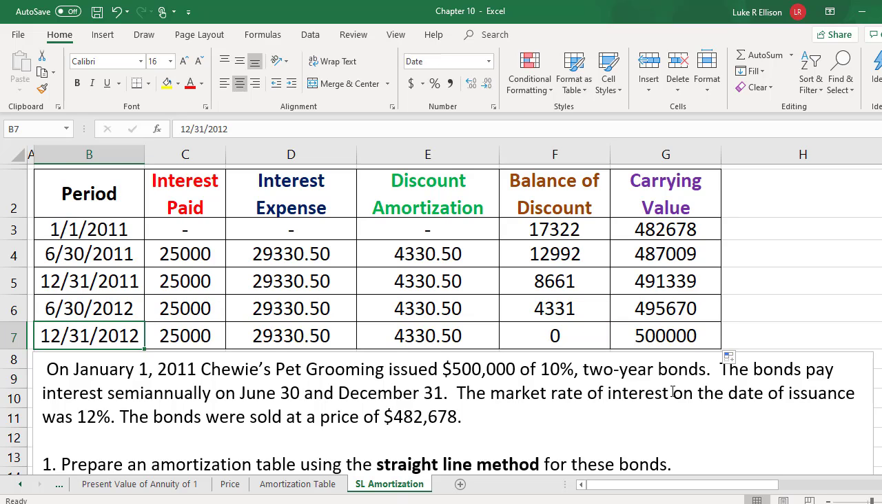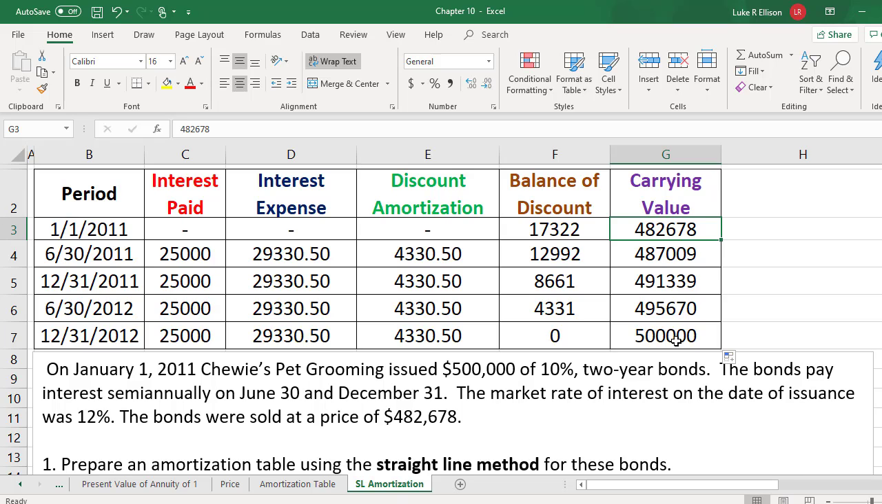Now the carrying value, I always had you calculate that by just taking the previous value and adding the discount. But there's another way you could find that, and that would be by taking the par value of 500,000 and subtracting the balance of the discount. And this one always has to get up to 500,000 at the end of the bond's life.